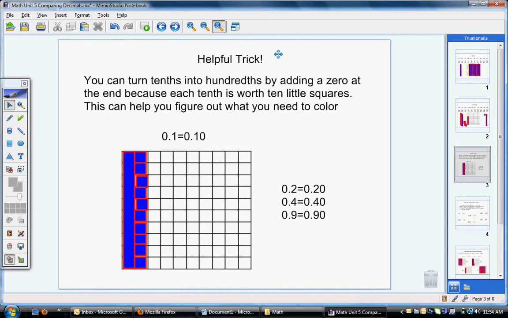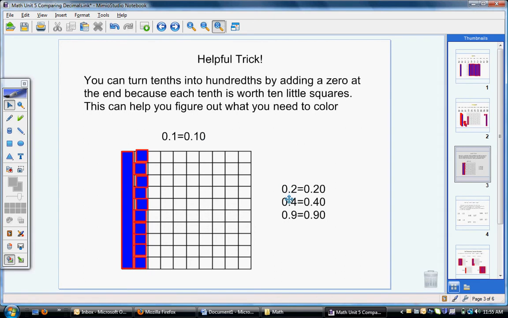Now there's a helpful trick when you are comparing tenths to hundredths. We know that right here, this is 1/10. And we know that each one of these little squares is worth 1/100th. You could take a tenth and add a 0 on the end of it and it won't change anything. The reason is because if I take 1/10, written right here, and I put 10 hundredths next to it, it's worth the same amount. So 1/10 is the same as 10 hundredths. It doesn't matter if I add zeros on the end, it won't change anything.